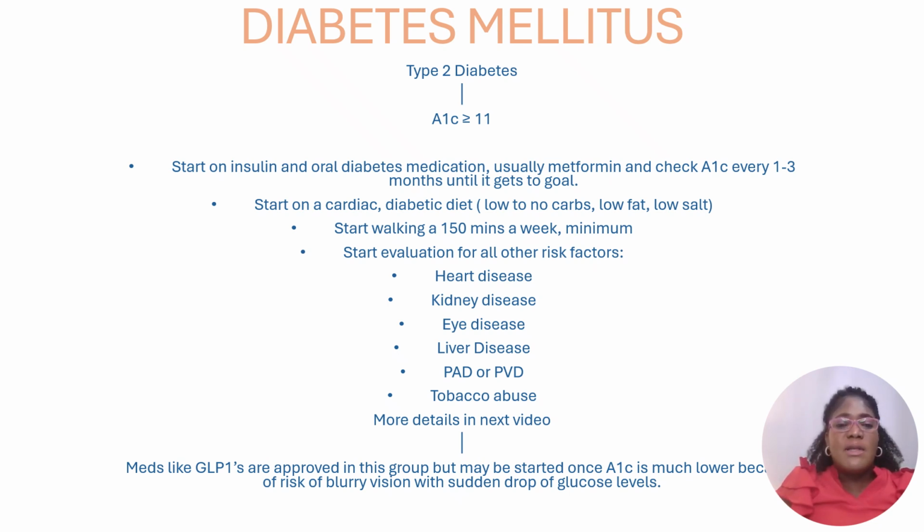For type 2 diabetes patients, we'll also want to start them on a cardiac diabetic diet. Seen here, it's a low to no carb diet, a low fat, low salt diet. Lifestyle recommendations are also going to include exercise, walking 150 minutes a week at the minimum, as well as evaluation for heart, kidney, eye, liver disease, peripheral arterial disease, and a medical history to evaluate for tobacco use or abuse.